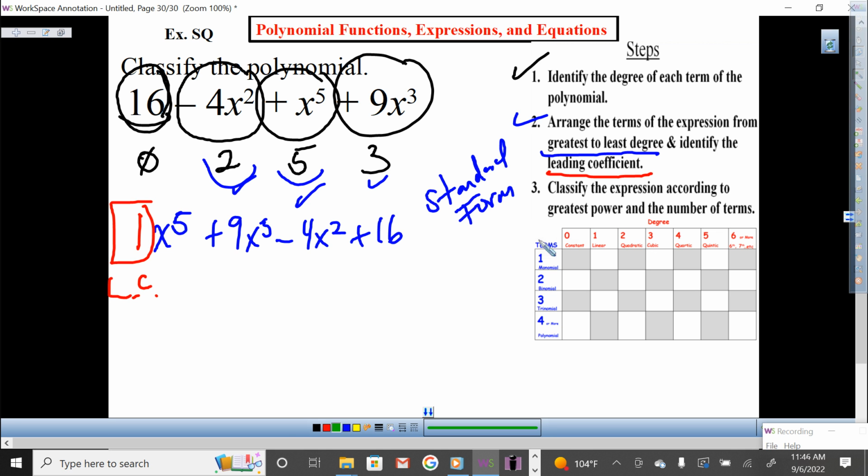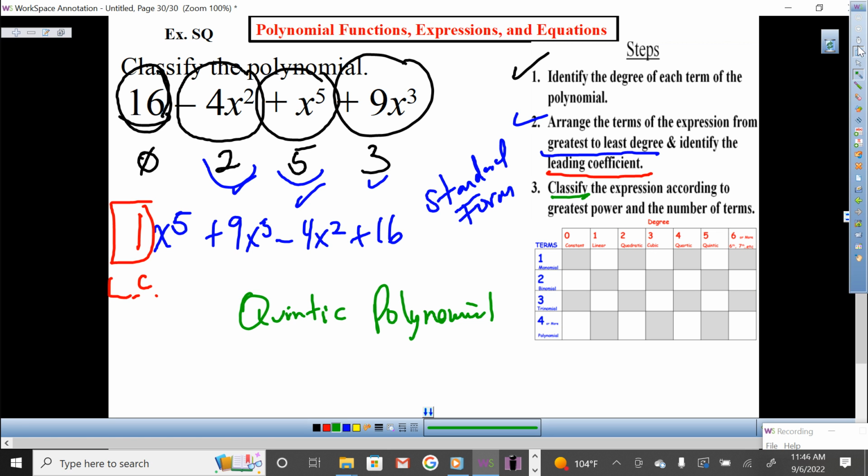Let's go to the last step, classify it. First of all, what is the highest degree? 5, so this is a quintic. And also 4 terms, this is a polynomial. Okay. All right, a little bit better, yes? All right, let's do another one.